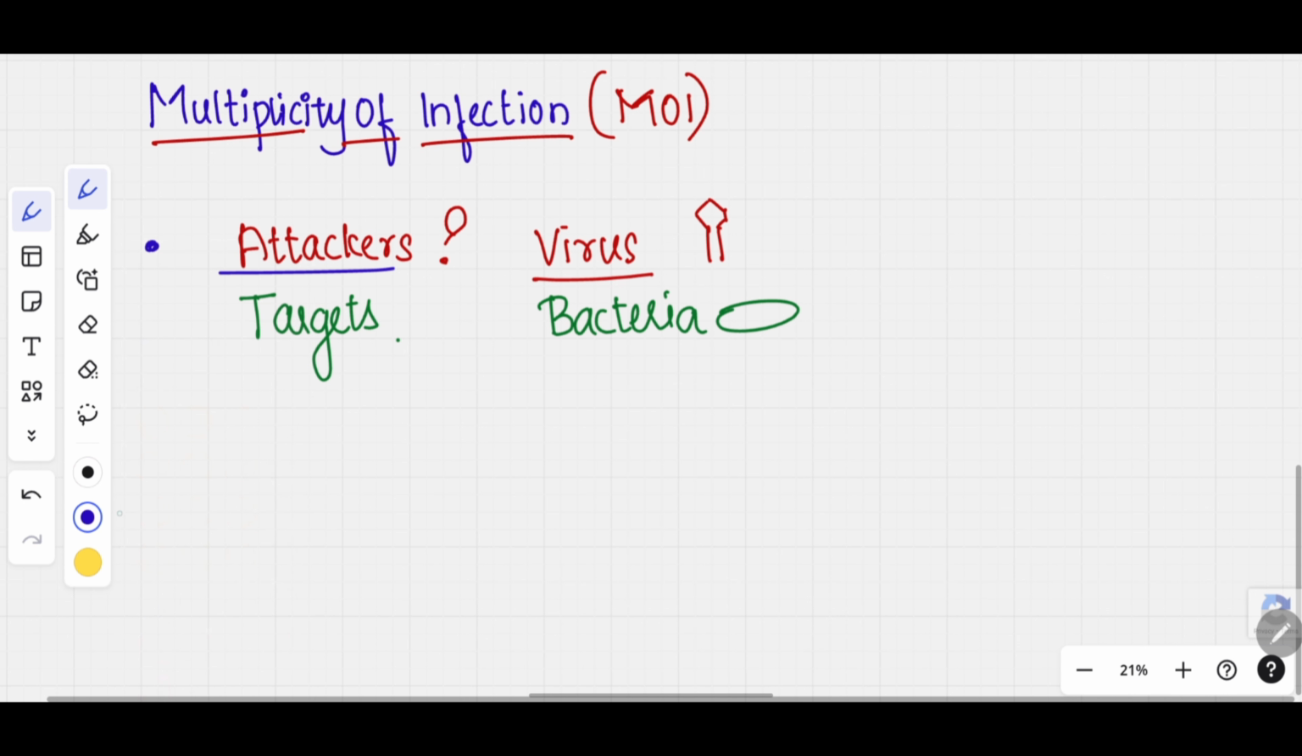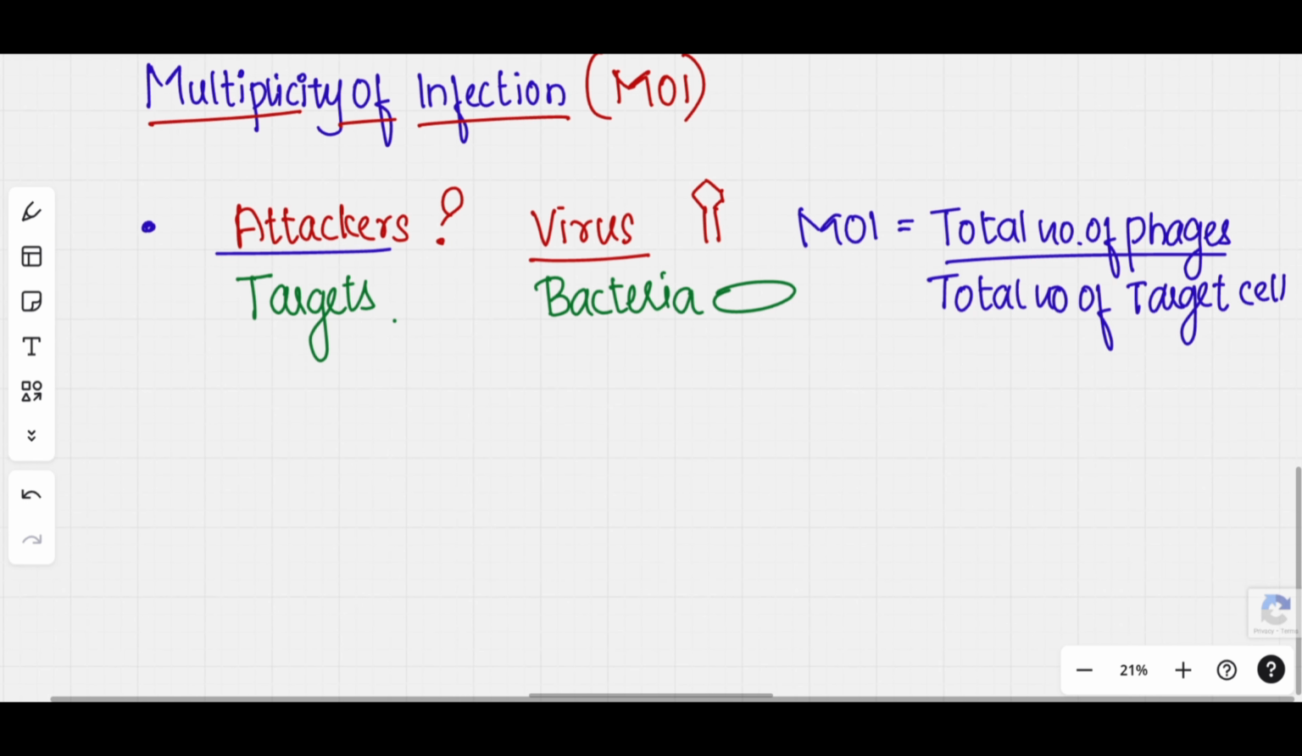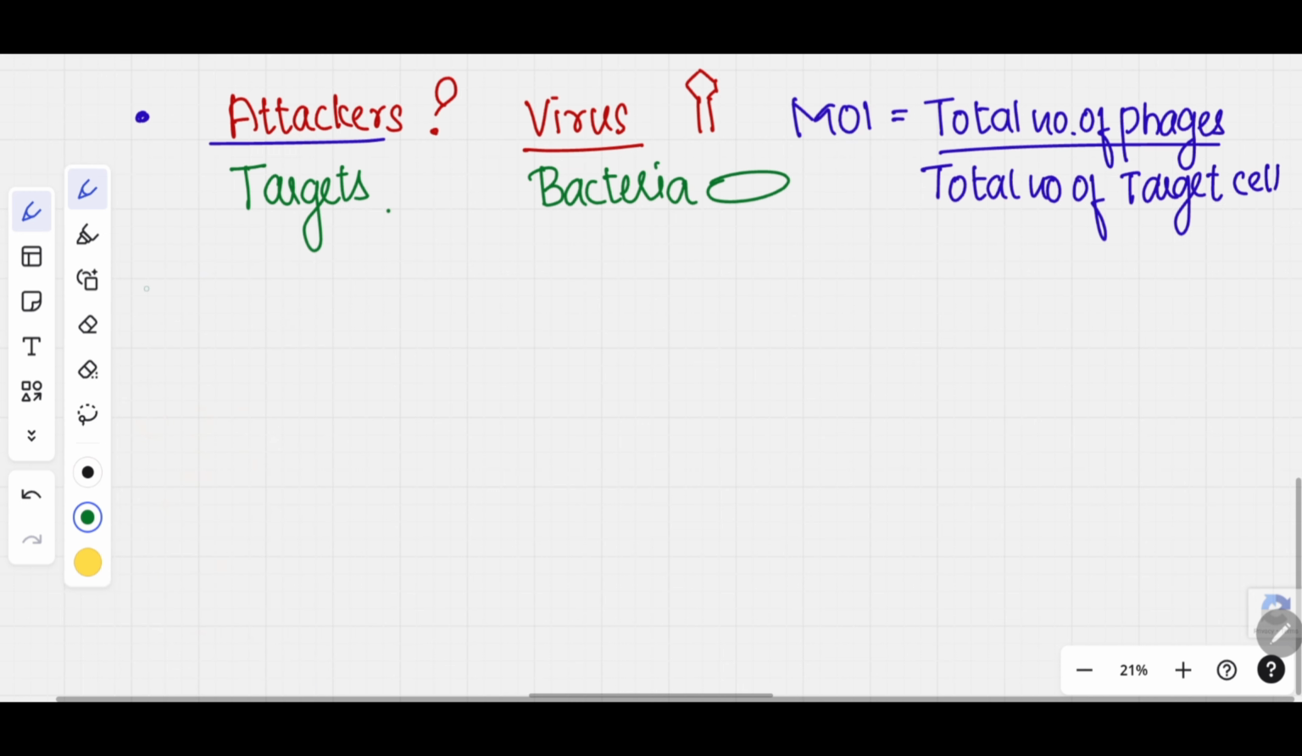So let us come back. Simply, MOI is nothing but the total number of phages, the attackers, divided by the total number of target cells. In our case, it is E. coli. Now, this is a simple formula that you need to remember. Next, the first step we need to do is find the total number of phages.